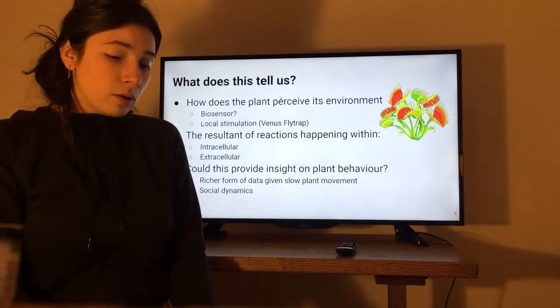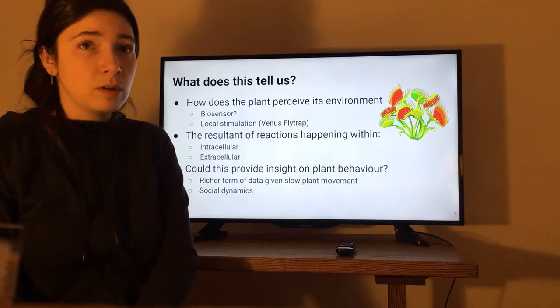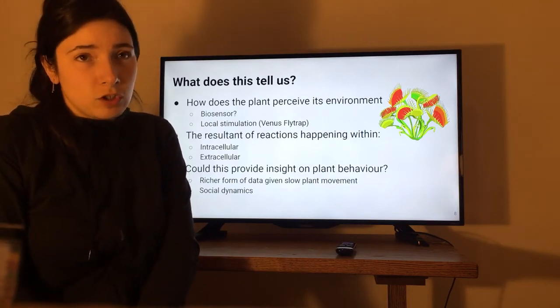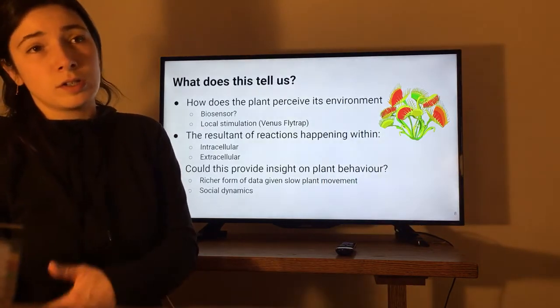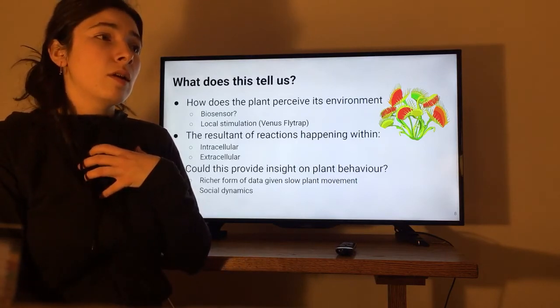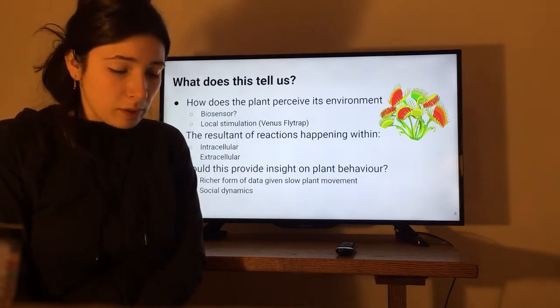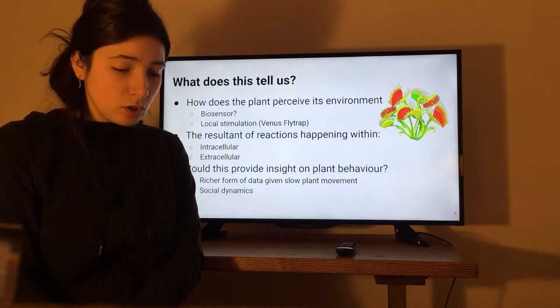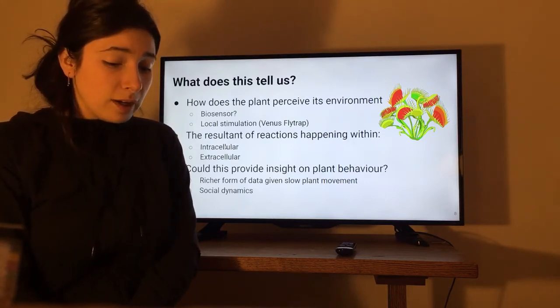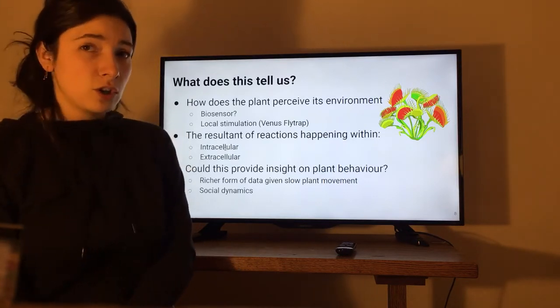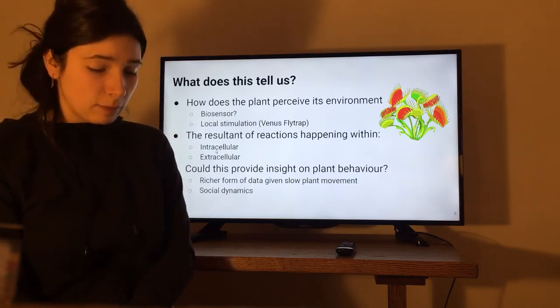It can also be the resultant of reactions happening within, so any ionic flux shifts that are not caused externally, but just for regulation purposes within the plant. So we can think about respiration. And could this provide any insight on plant behavior? These are questions that people are asking when tracking this type of data.